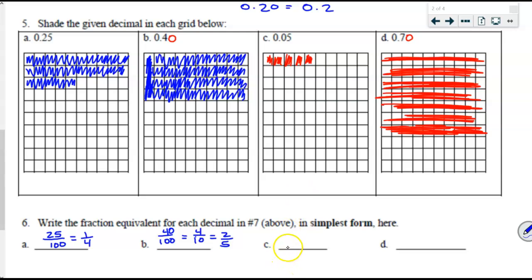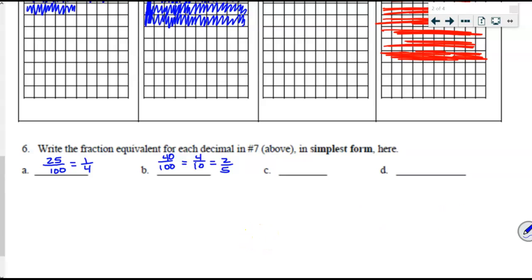C. Well, I'm going to make you guys try it. Try C and D with your groups while I get some simplifying fractions practice.